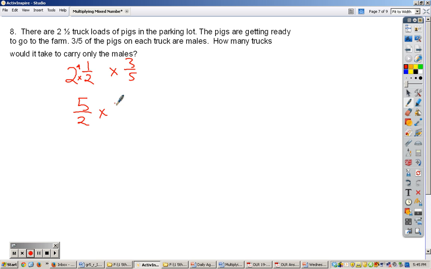5 halves times 3/5, which goes straight across. 5 times 3 is 15. 2 times 5 is 10. 10 goes into 15 once, with a remainder of 5. 5 is half of 10. I can reduce this to 1 1/2, which is my answer.